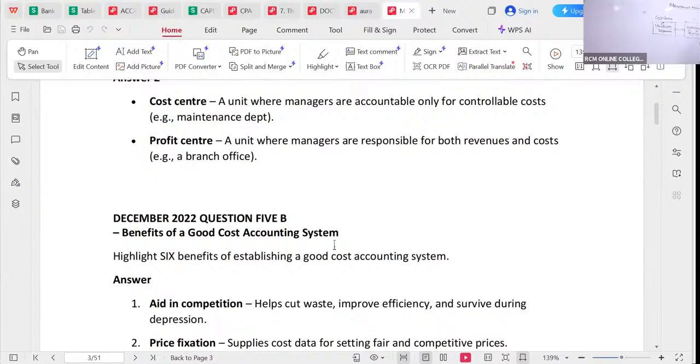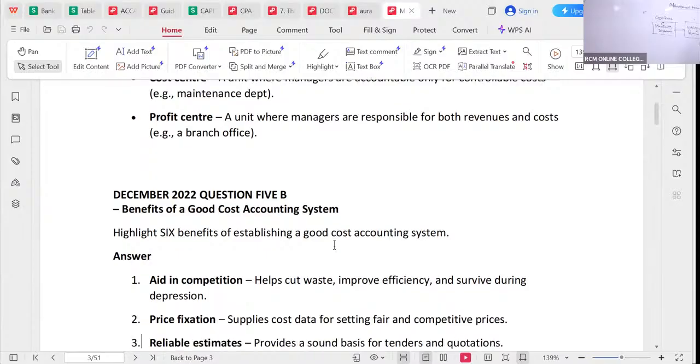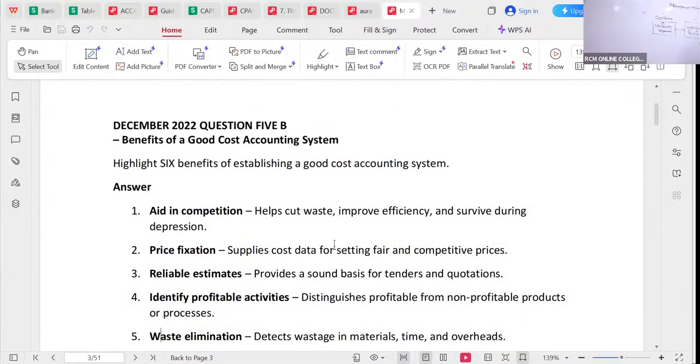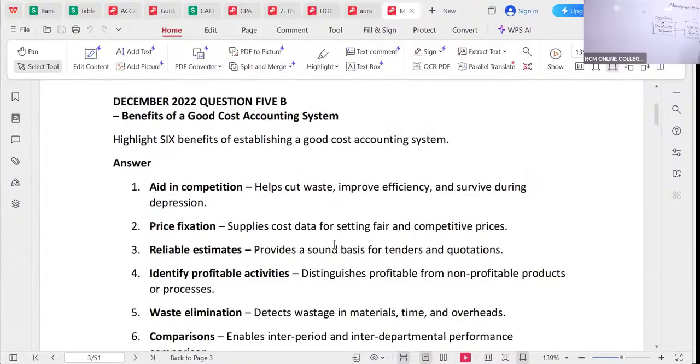Benefits of a good cost accounting system. That is December 2022, question number 5. Benefits of a good cost accounting system. Don't even look at it from the cost accounting system angle.